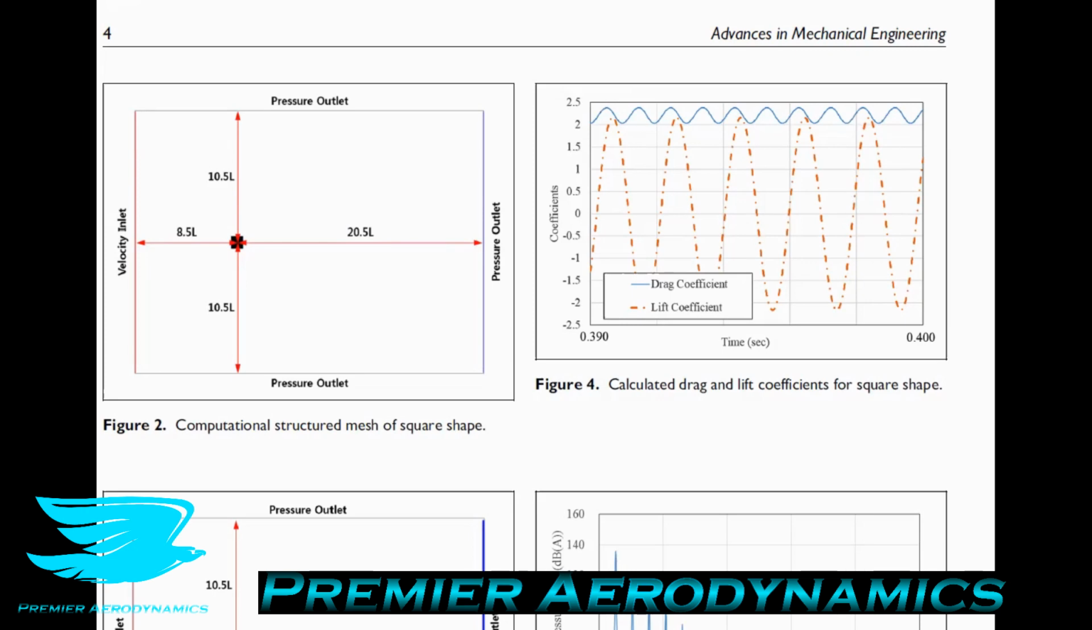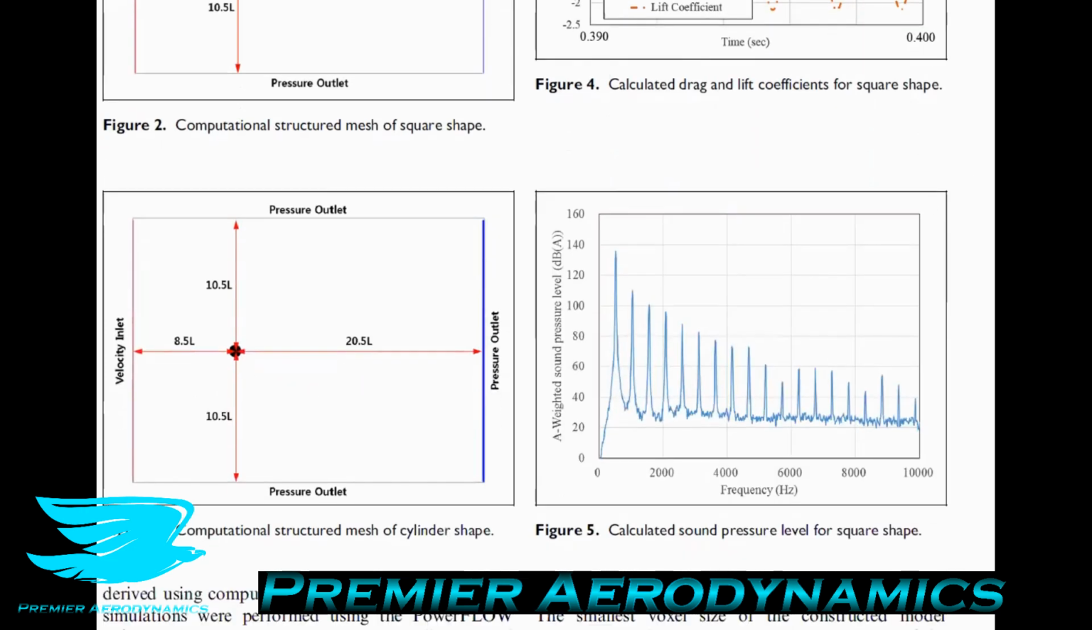The characteristics of the noise generated in the flow of the square-shaped model are shown in figure 5, so let's have a look at that. So these show the tonal noises and the frequency being calculated from this CFD simulation. They say the analysis of the generated noise shows that the sound pressure level of the fundamental frequency corresponding to the Strouhal number is continuously generated by harmonics.